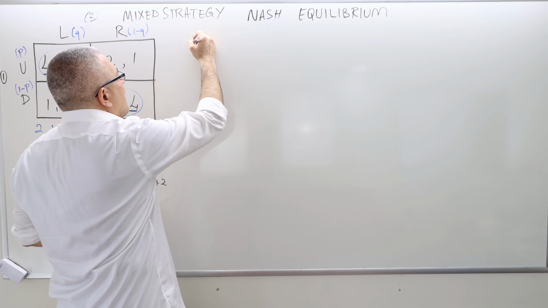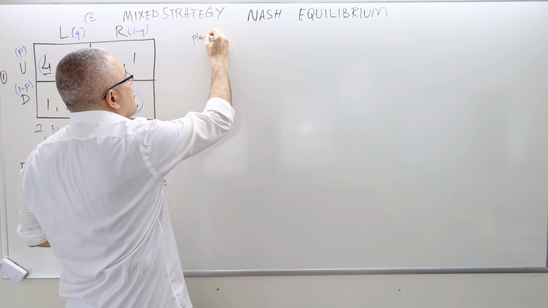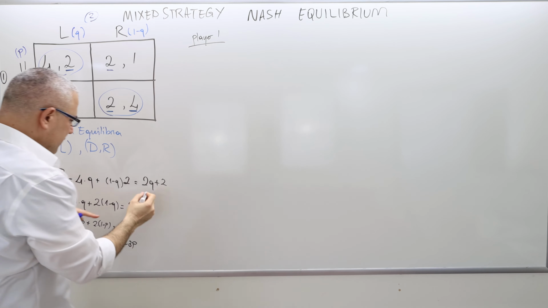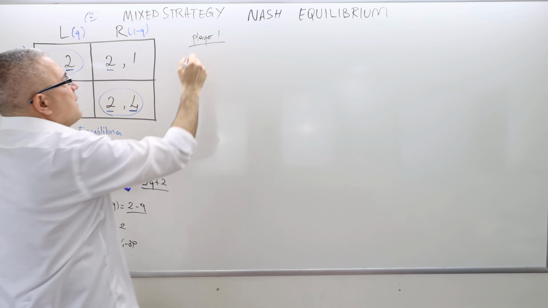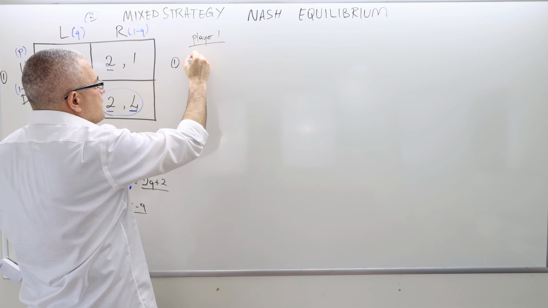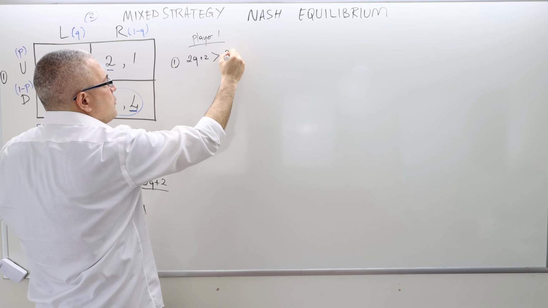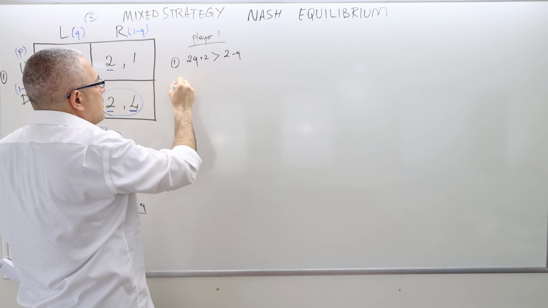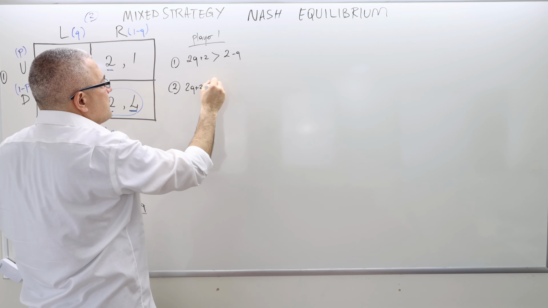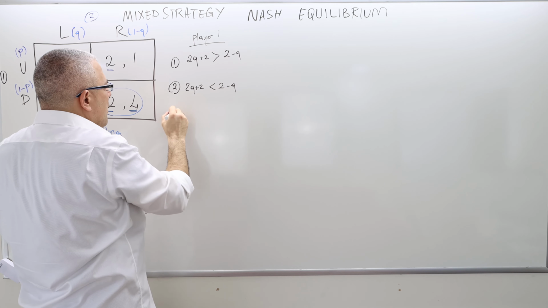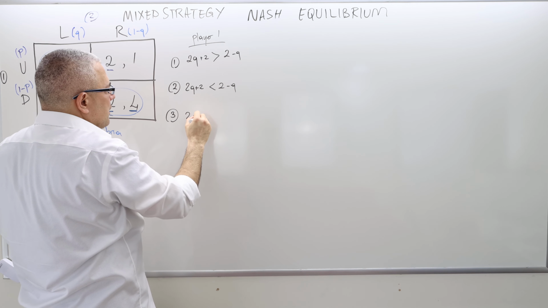Now I'm going to calculate the best responses. I'm going to start with player 1 first. Player 1's expected payoffs: there are 3 cases. 2Q plus 2 is greater than 2 minus Q, or 2Q plus 2 is less than 2 minus Q, or they're equal, right?